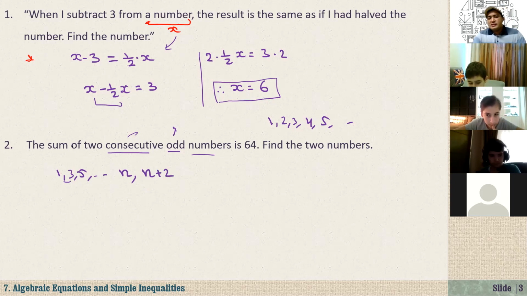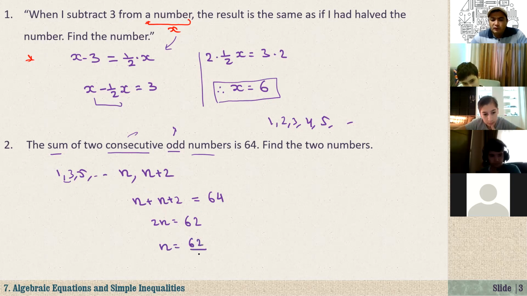In the question, it says that the sum of these two consecutive odd numbers, that is n plus the second number, which is n plus 2, is equal to 64. So now if I simplify and keep the unknowns on the left-hand side and constants on the right-hand side, n plus n is equal to 2n, and 64 minus 2. Actually, these steps you should do mentally, okay? So 2 times n equals 62. Now, what is n? n is 62 over 2. That's equal to 31.